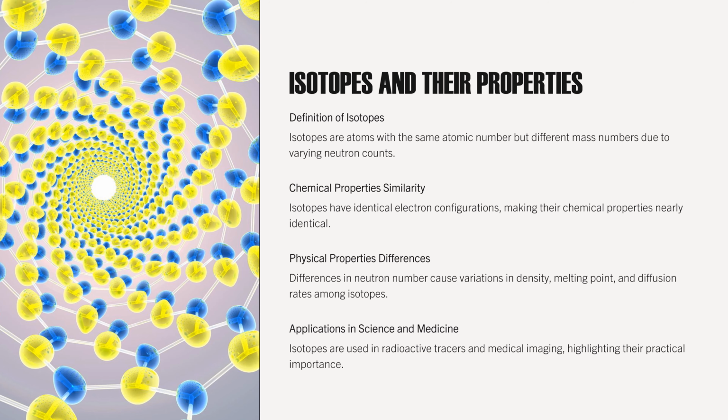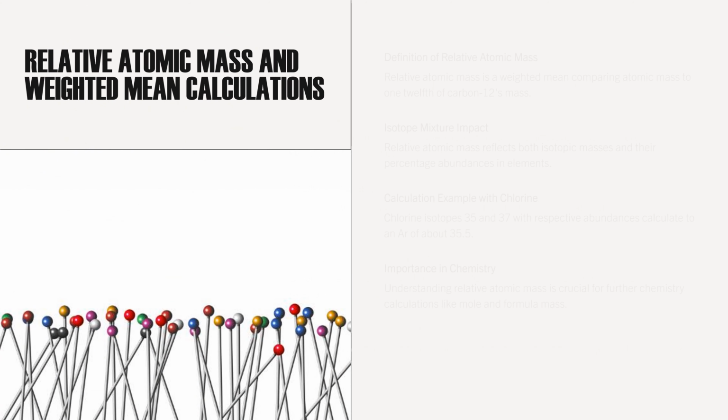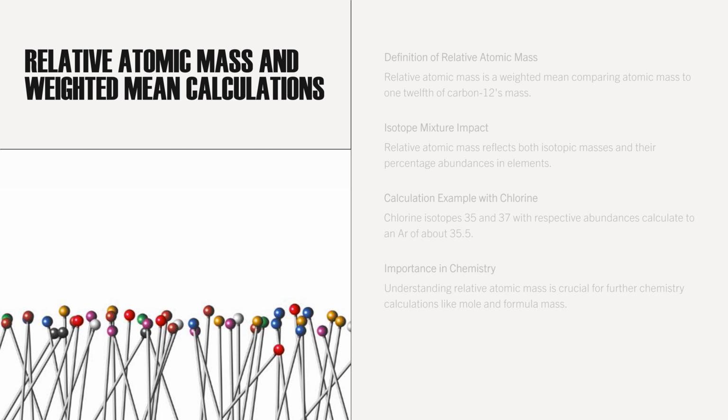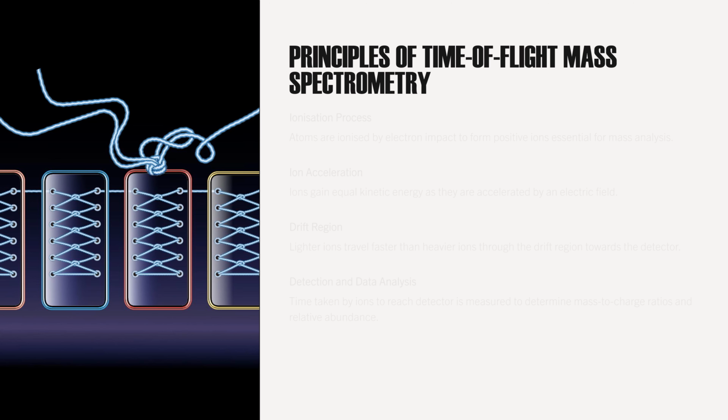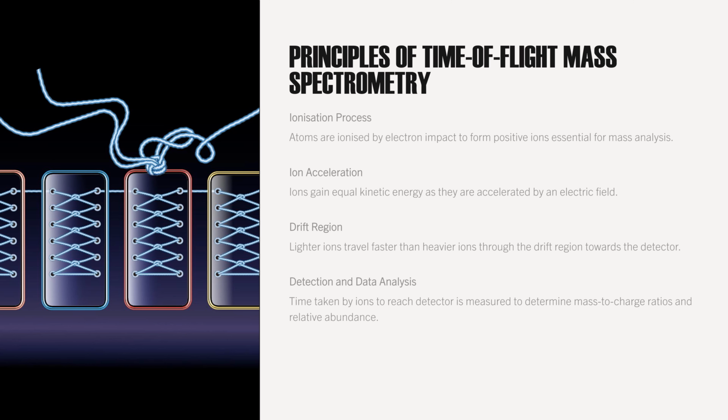Because isotopes have the same number of protons and electrons, they have identical electron configurations and therefore the same chemical properties. Relative atomic mass, Ar, is defined as the weighted mean mass of an atom of an element compared with 1/12 of the mass of an atom of carbon-12. Because most elements exist as a mixture of isotopes, their relative atomic mass reflects both the mass and the abundance of each isotope.